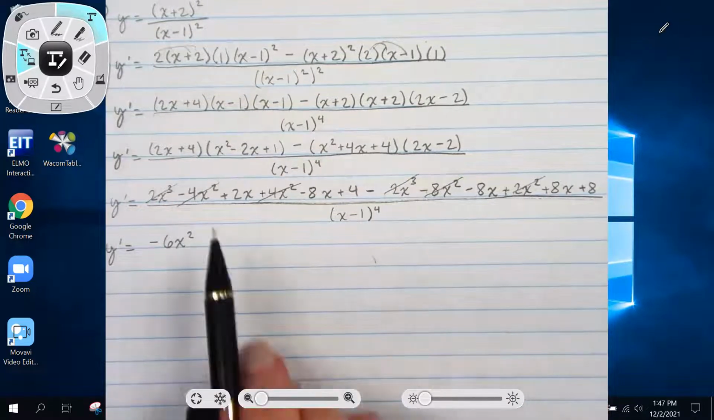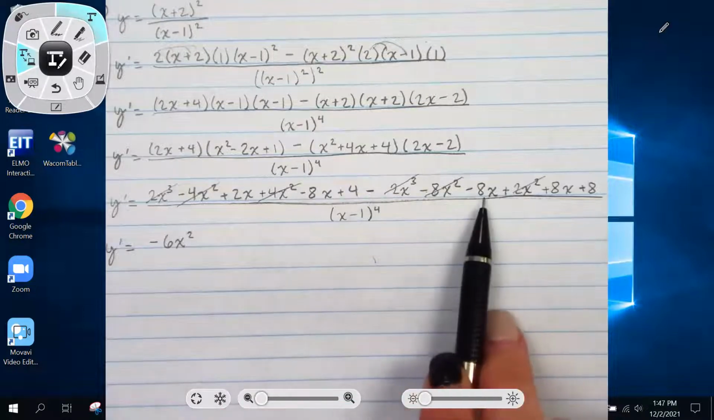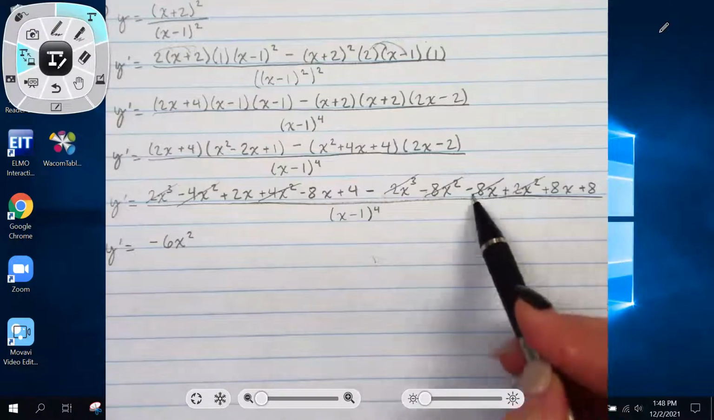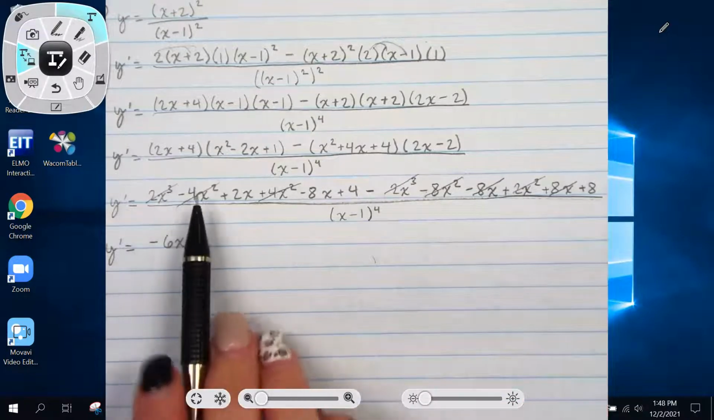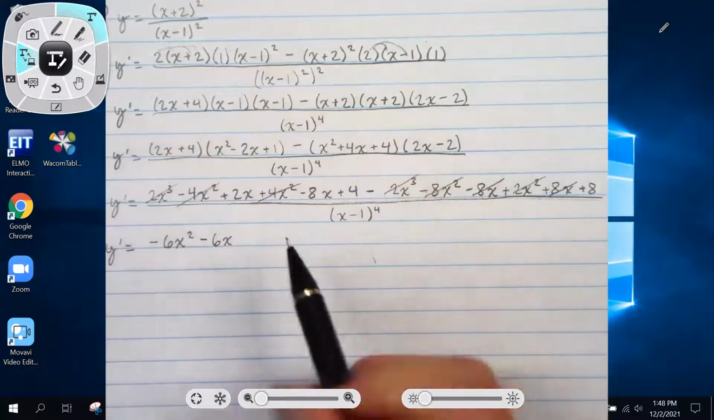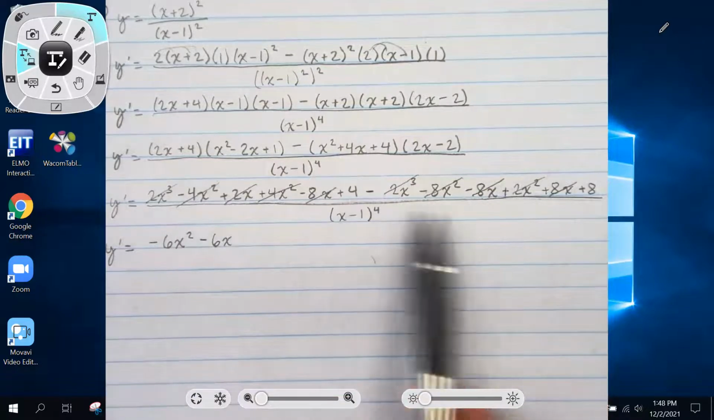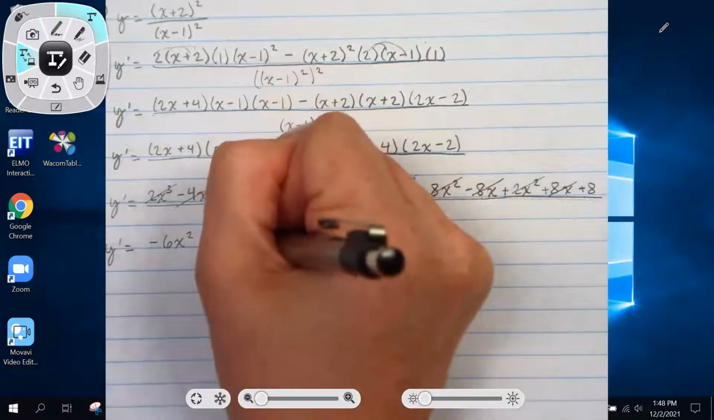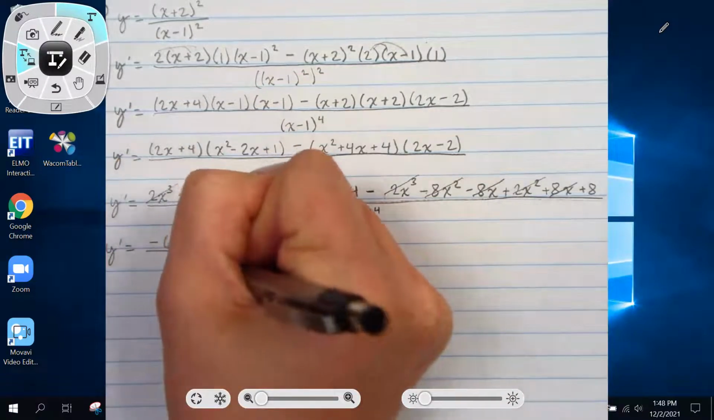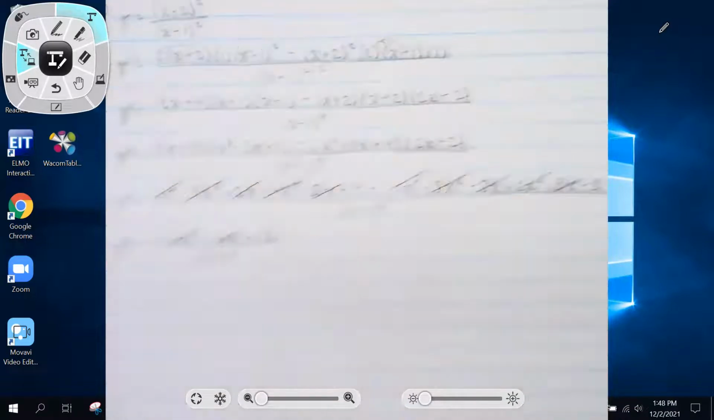For just x, we have 2 and negative 8, which is negative 6, another negative 8, and a positive 8. Okay, so those two are going to cancel out. So really we just have positive 2 and negative 8, which is negative 6x. Mark those out to say that I've dealt with them. Then we have positive 4 and positive 8. So we have plus 12. There's our simplified derivative.